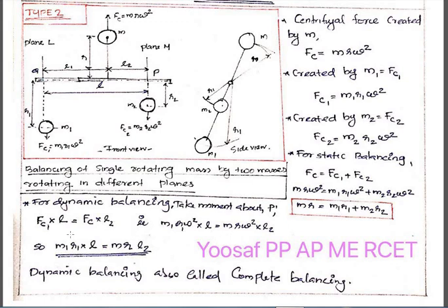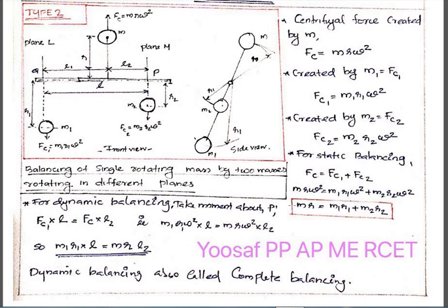So you can write Fc1 and Fc2, just putting the values: Fc1 is m1 r1 omega square, and Fc is equal to m r omega square. Similarly you can cancel the omega square, since all masses are located on the same shaft and have the same constant angular velocity omega. So for dynamic balancing, considering the moment, you will get the equation m1 r1 L is equal to m r L2. Is it clear? This is called complete balancing.